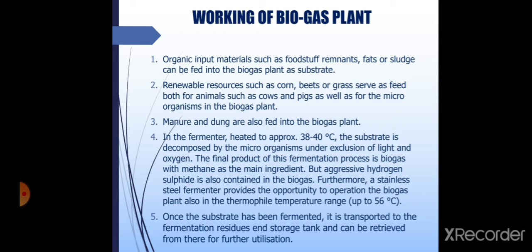In the fermenter heated to approximately 38 to 40 degrees Celsius, the substrate is decomposed by the microorganisms under the exclusion of light and oxygen. The final product of fermentation is biogas, with methane as the main ingredient. But aggressive hydrogen sulfide is also contained in the biogas. Furthermore, a stainless steel fermenter provides the opportunity to operate the biogas plant also in the thermophile temperature range up to 56 degrees Celsius.